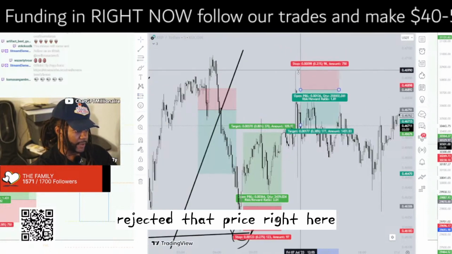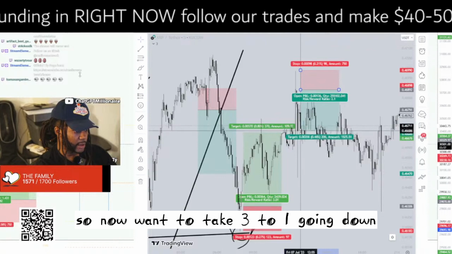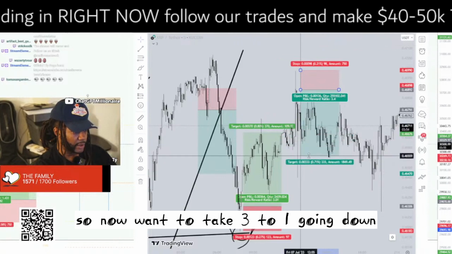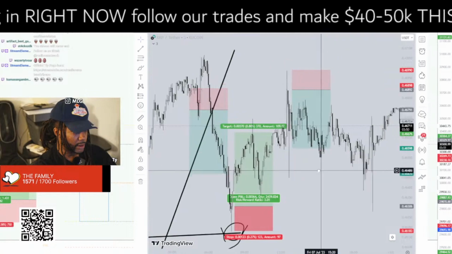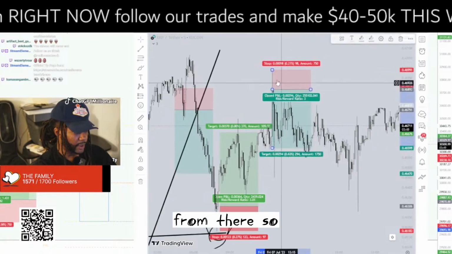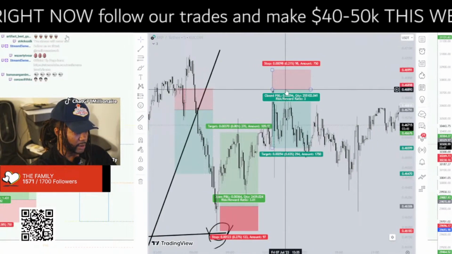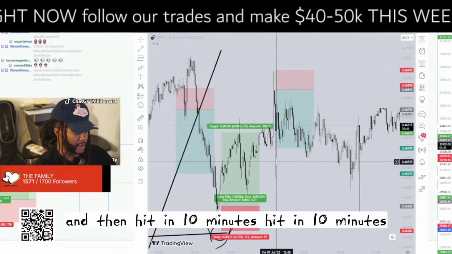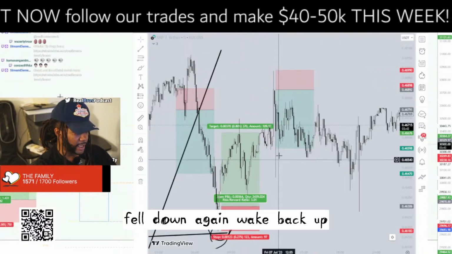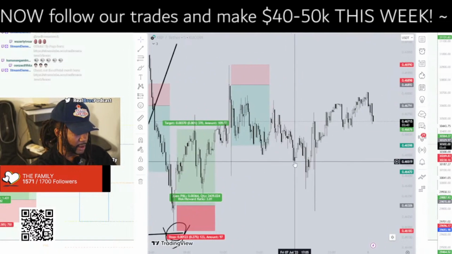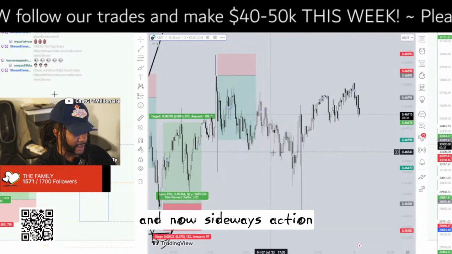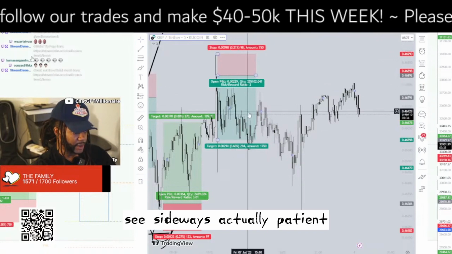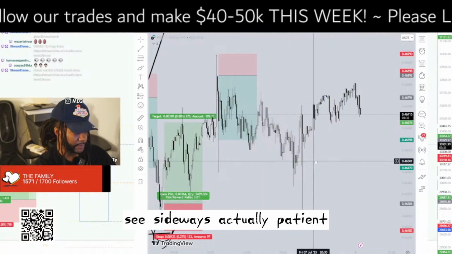It rejected that price right here. So now I want to take 3-to-1 going down from there. And it hit in 10 minutes. It hit in 10 minutes, fell down again, wick back up. Then I'm like, all right, it's trying to come up. And now it's sideways action. I'll be patient. When you see sideways action, be patient.